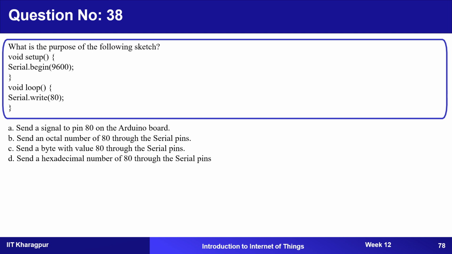Next question is, what is the purpose of the following sketch? So this is the sketch given. Options are, A, sends a signal to pin 80 on the Arduino board. B, sends an octal number of 80 through the serial pins. C, sends a byte with value 80 through serial pins. D, sends a hexadecimal number of 80 through serial pins. Basically, what is the function of this serial write?